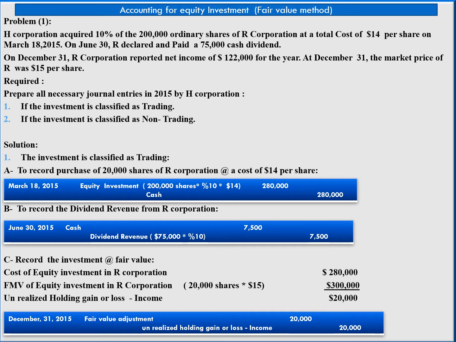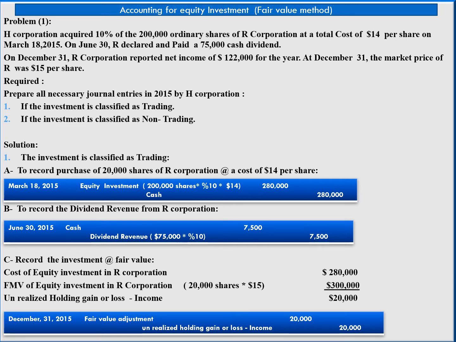Rule number 1: initially record the asset investment at cost. Once I buy an equity investment, it is recorded at cost. Number 2, any dividend received is recorded as revenue. If a dividend is distributed, the investor will record the dividend as revenue. Number 3, at the end of the accounting period, the asset is shown at its fair market value.